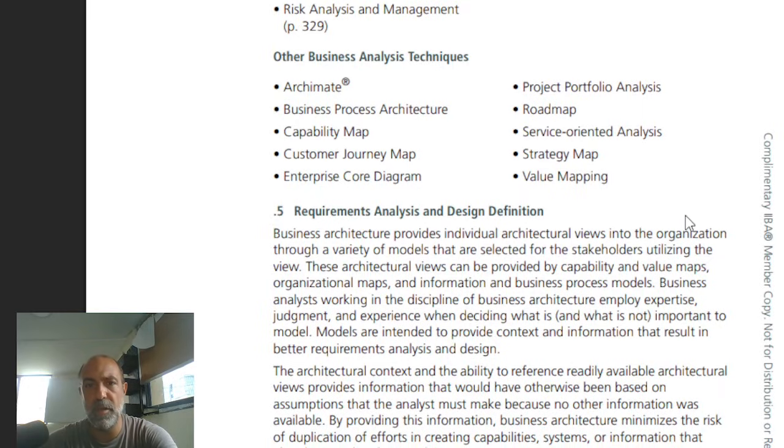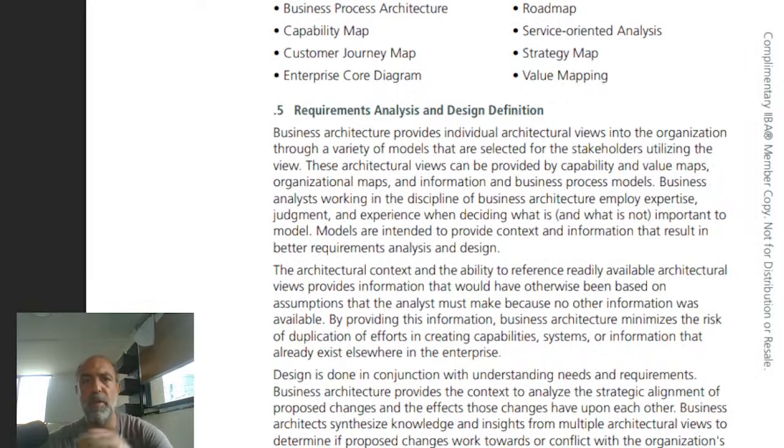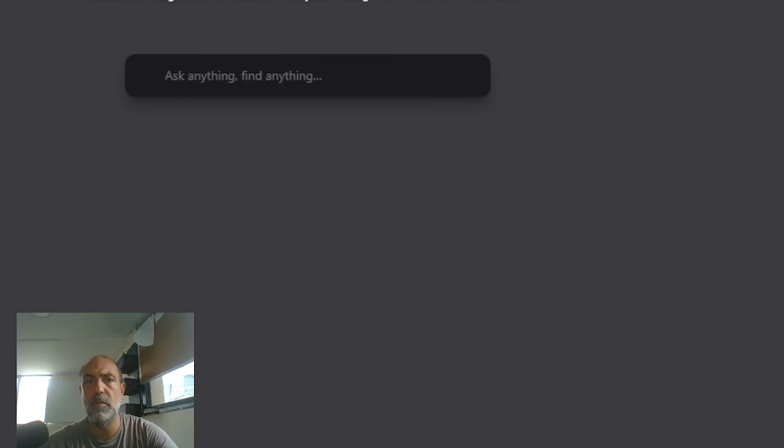Other business analysis techniques: Archimate, I don't know what that is, business process architecture, capability map, customer journey map, enterprise core diagram, project portfolio analysis, roadmap, service-oriented analysis, strategy map, value mapping. Some of them I know. What is Archimate? I'm gonna Google that.